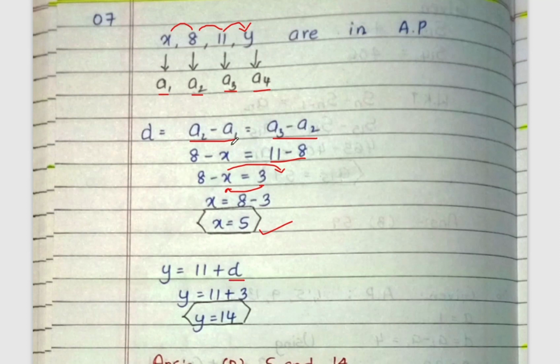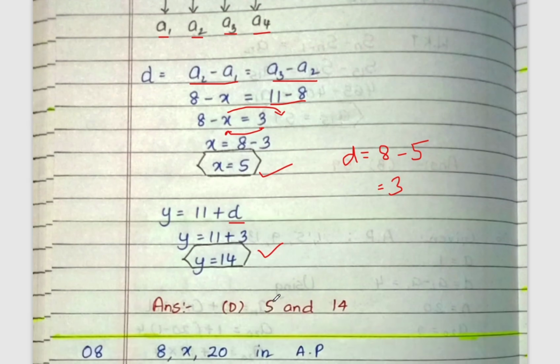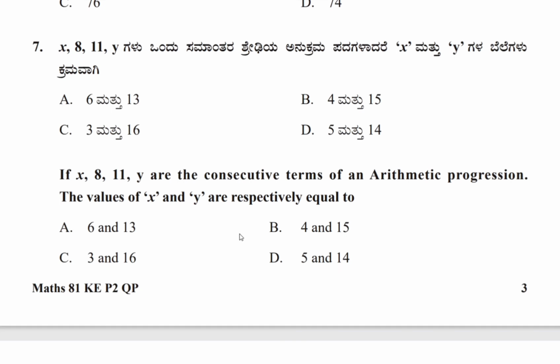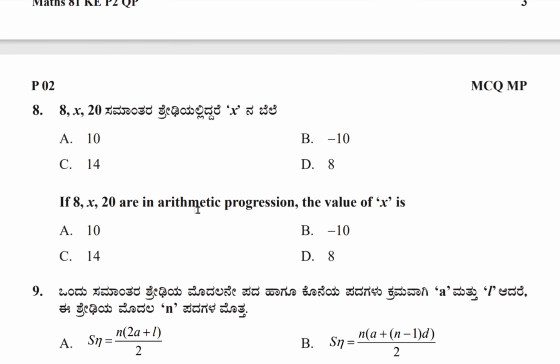Therefore, the value of y is 11 plus 3 equals 14. The common difference d equals a2 minus a1, that is 8 minus 5 or 11 minus 8, we get d equals 3. Add the common difference to 11, we get the next term y. Therefore, y equals 14. The correct answer is option D, 5 and 14.